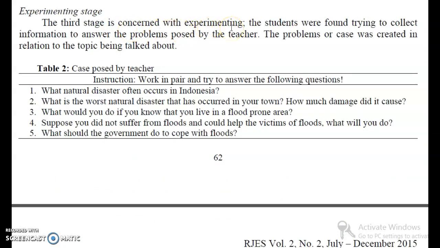The students were found trying to collect information to answer the problem posed by the teacher. The problem or case was created in relation to the topic talked about. Let's see here the table. Case posed by the teacher, instruction. This is the instruction from the teacher: work in pairs and try to answer the following questions. What natural disaster often occurs in Indonesia? And then there are five questions in the experimenting stage. You can read it and you can innovate it for your future work as a teacher.